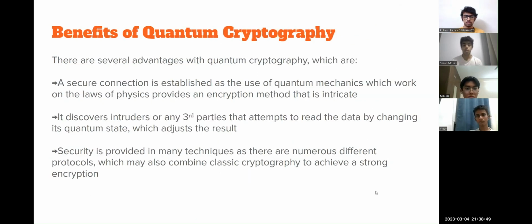Now, some of the benefits of quantum cryptography. There are several advantages when it comes to quantum cryptography. A secure connection is established, as the use of quantum mechanics, which works on the laws of physics, provides an encryption method that is intricate. It discovers intruders or any third parties that attempt to read the data by changing its quantum state, which adjusts the results. And security is provided in many techniques as there are numerous different protocols, which may also combine classic cryptography to achieve a strong encryption.